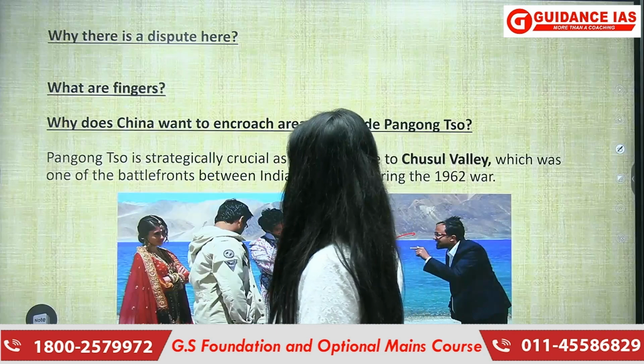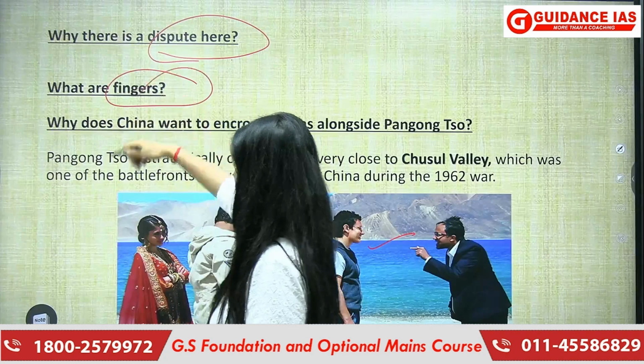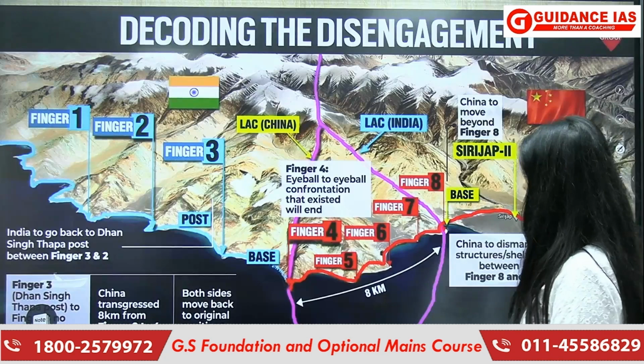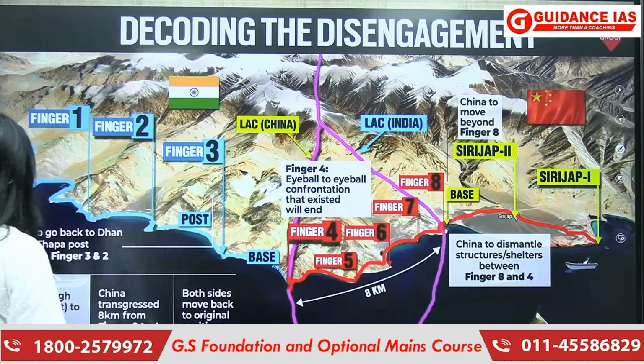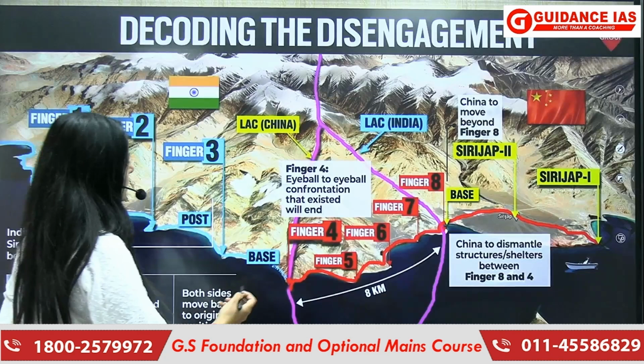lake. Anyways, the dispute, we know we have already discussed, but what is this fingers issue? What are these eight fingers we have seen so many times in the news? And again, for that, you need to look at this particular segment, so focus on this purple line.